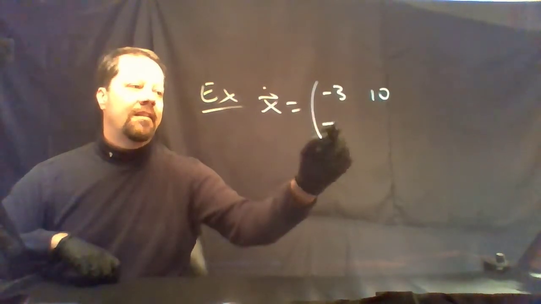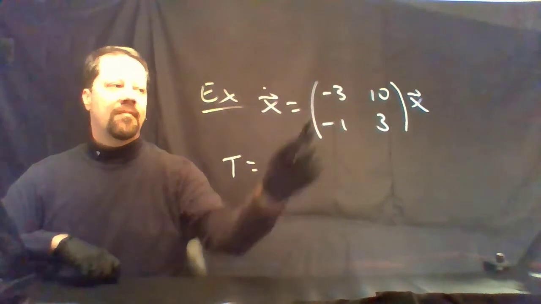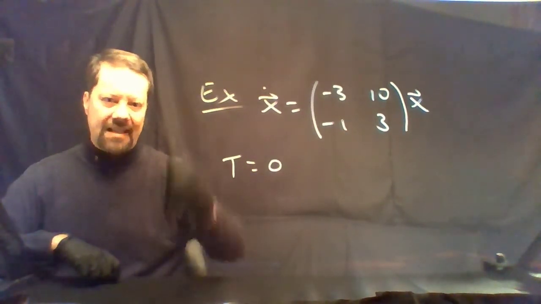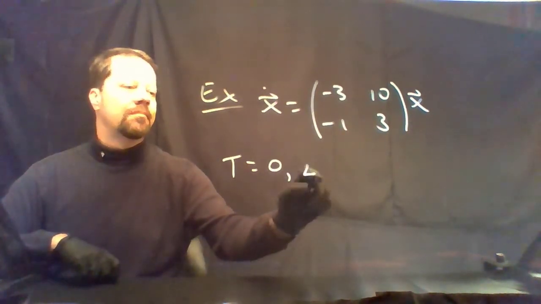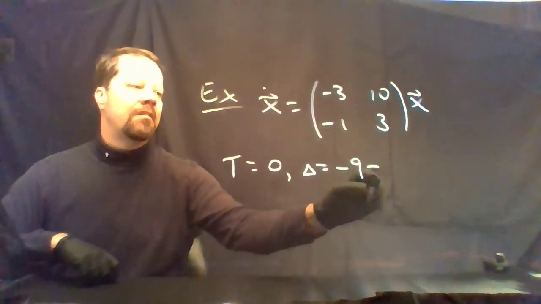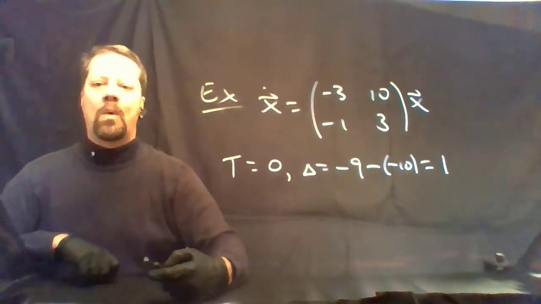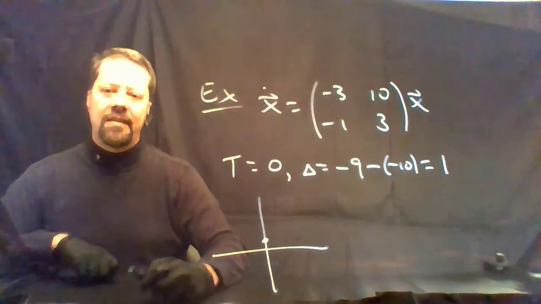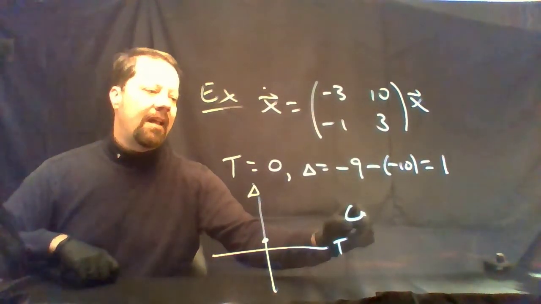Negative 3, 10, negative 1, 3. The trace here is 0. So that puts us on the vertical axis. We're either a saddle or we're a center. The determinant is negative 9 minus negative 10, giving us a value of 1. That puts us right here on the t delta plane, and that implies that we have a center.